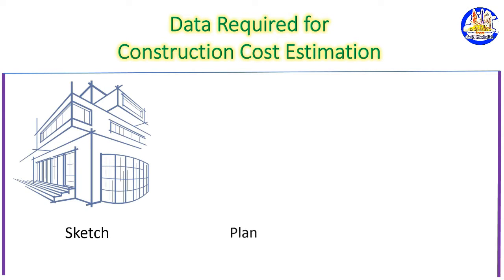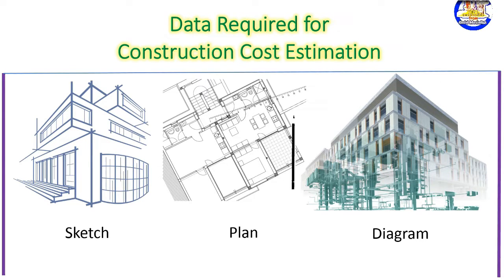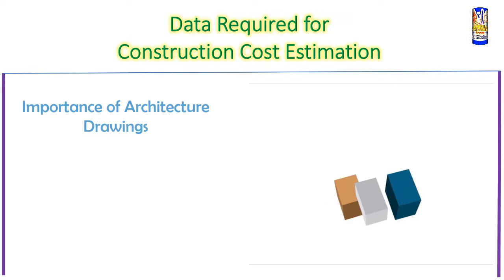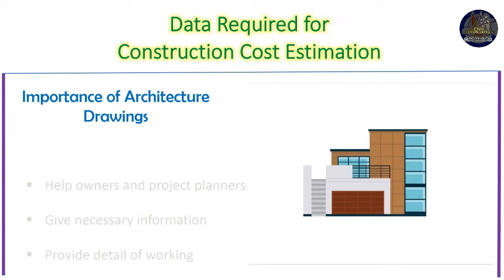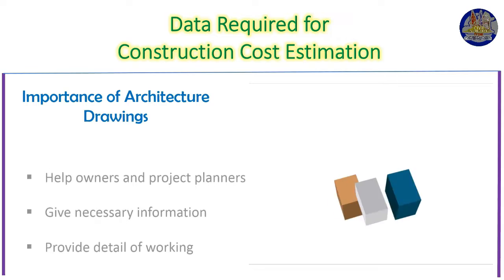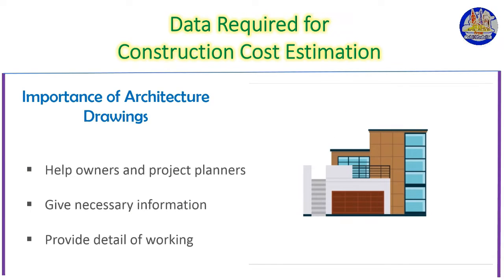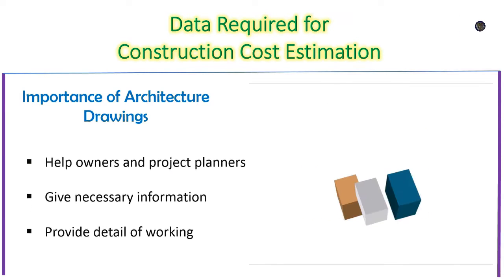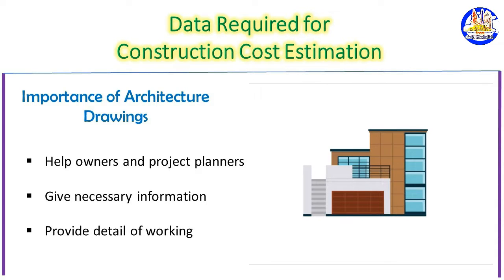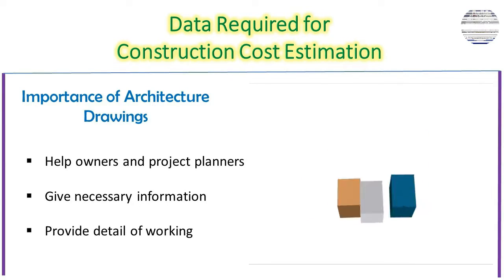Basically, drawing is a sketch, plan or diagram that communicates detailed information about a building. Architects and designers create these types of technical drawings during the planning stage of a construction project. Architectural drawings are important for several reasons. They help owners and project planners to understand how a building will look and function when it's finished. They give necessary information and instructions so the construction crew can build the structure.